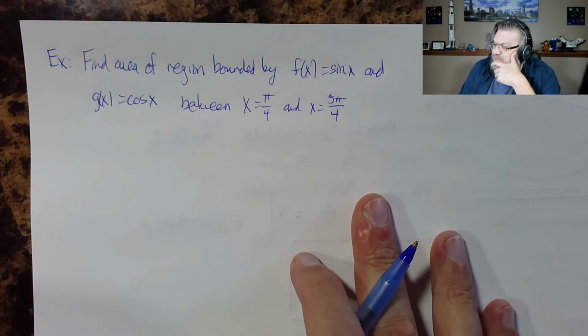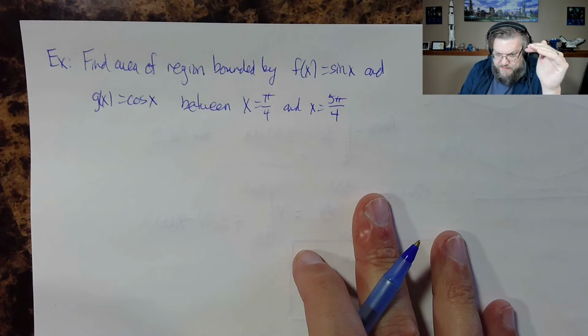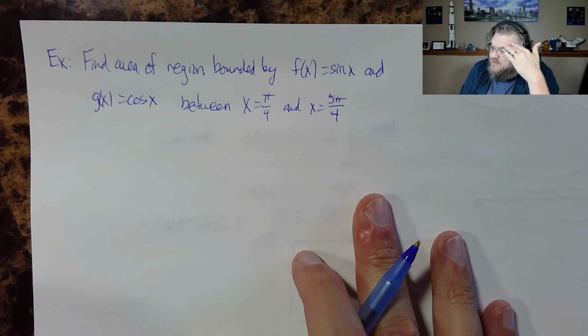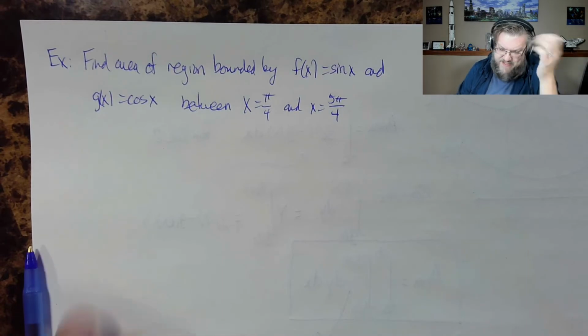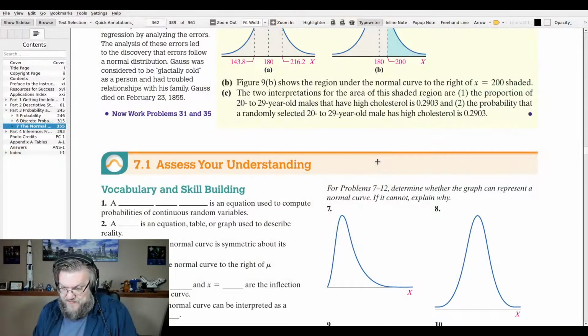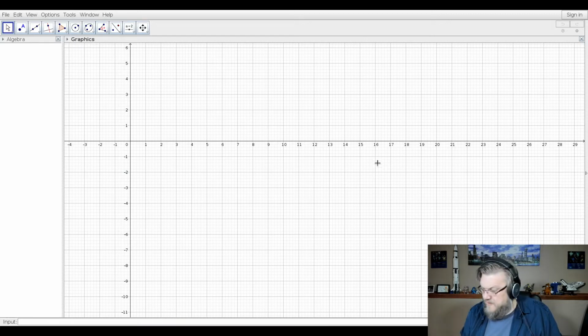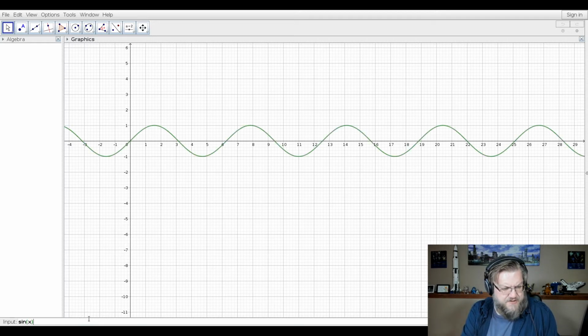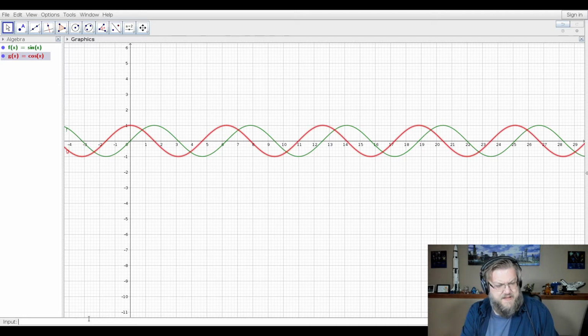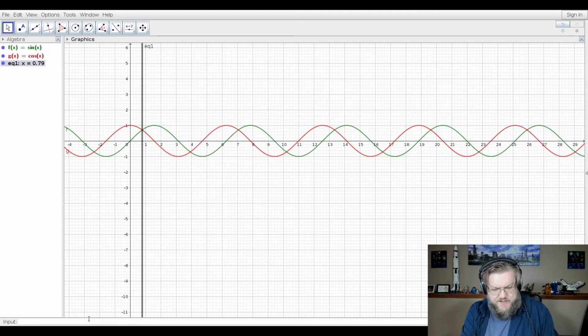Now, first things first here, I do need to get a sense of what the top curve is and what the bottom curve is, right? So is sine greater than cosine, or is it the other way on this interval? Obviously the easiest way to answer that is just to look at a graph. So let's go ahead and bring up GeoGebra here. I will graph sine of x, and let's graph cosine of x. And then x equals pi over 4, that vertical line, to x equals 5 pi over 4.